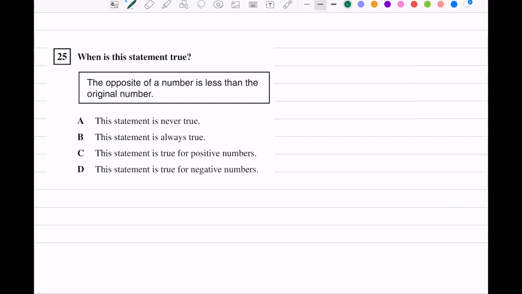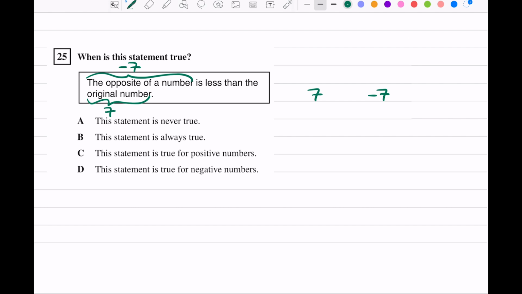Number 25, when is this statement true? The opposite of a number is less than the original number. Okay, let's consider a number. Let's say we have 7. So the opposite of a number, that would be -7. So in this case, our original number is 7, and the opposite of a number is -7. So -7 is less than 7.